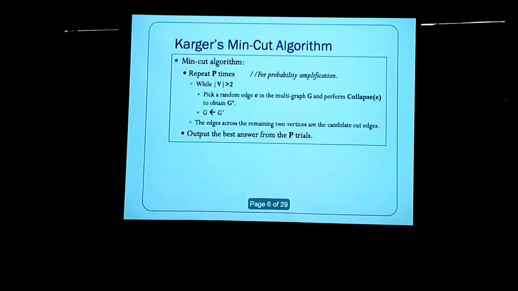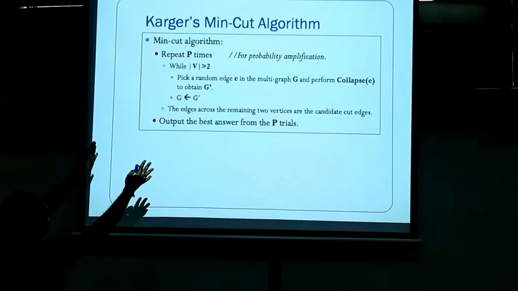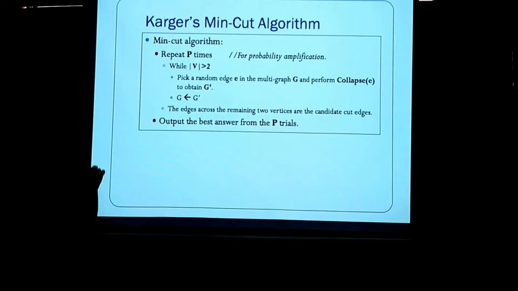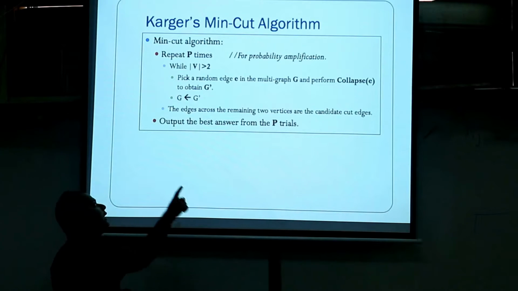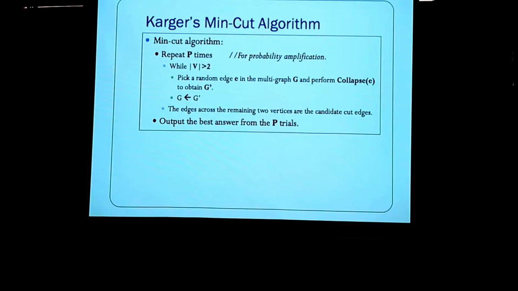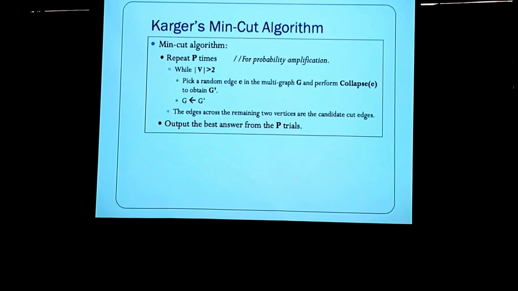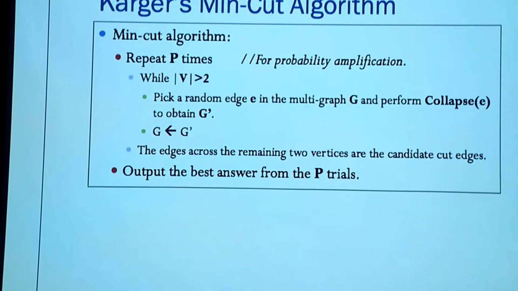So here is Karger's min-cut algorithm. We're going to modify it a little bit to improve the running time, but the rough idea is completely captured in this particular pseudocode. So the algorithm is the following: you repeat this procedure n times. Let's talk about the procedure. While the number of vertices in the graph is larger than 2, you pick a random edge in the current multigraph G, and you collapse that edge to obtain G prime. Then you set G equal to G prime, and you keep looping. Again, you pick a random edge, you collapse it, you get a new graph. Again, pick a random edge, collapse that, and you get a new multigraph. Continue doing it until there are only 2 vertices left.